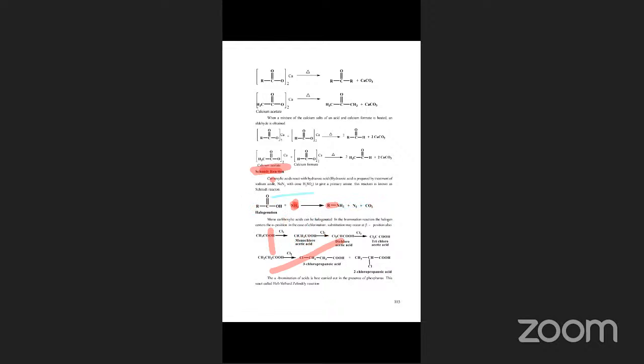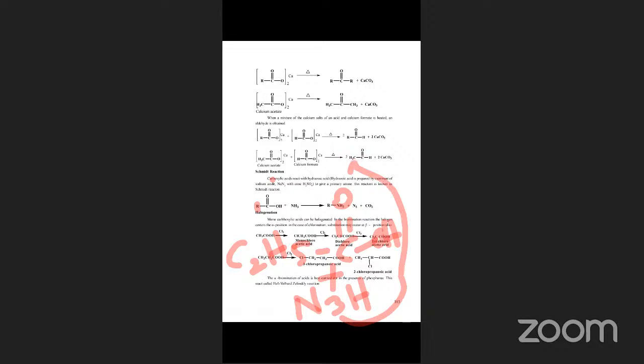Next, in the presence of R, you put C2H5 and continue the reaction. C2H5 C double bond O OH plus N3H gives C2H5NH2, ethylamine, plus nitrogen gas plus CO2 gas.